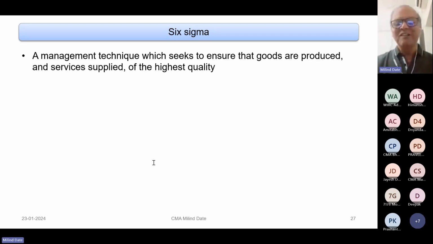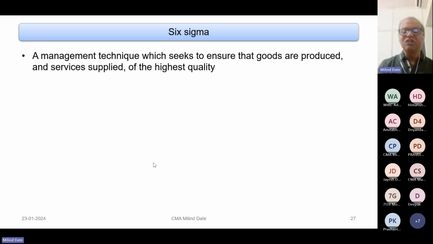Sigma is, of course, a statistical symbol denoting a standard deviation. So you will not deviate from the design that you have made. Maximum permitted errors will not go beyond 6 standard deviations away from mean.